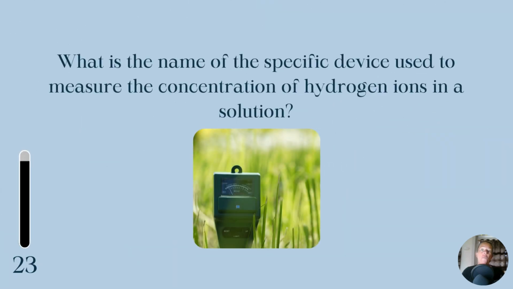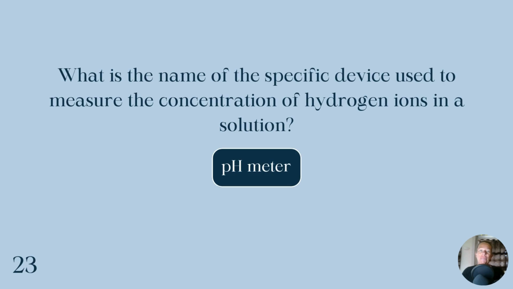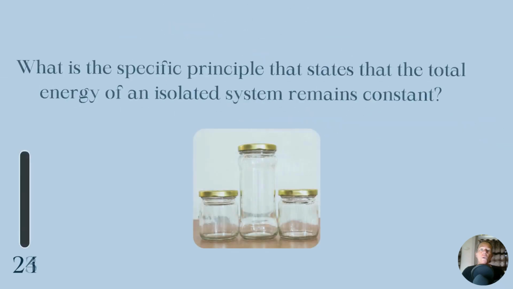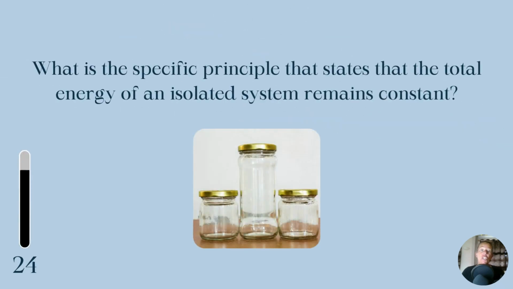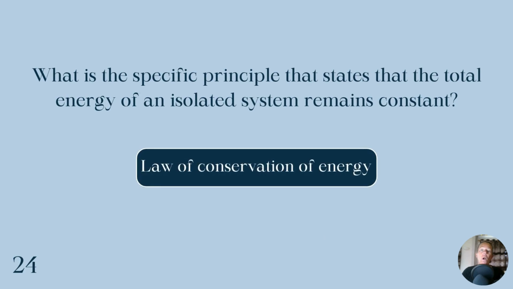What is the name of the specific device used to measure the concentration of hydrogen ions in a solution? pH meter. What is the specific principle that states that the total energy of an isolated system remains constant? Law of conservation of energy.